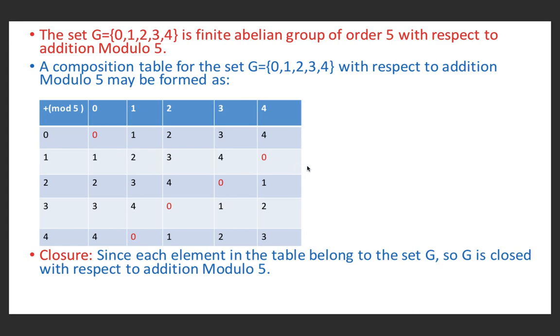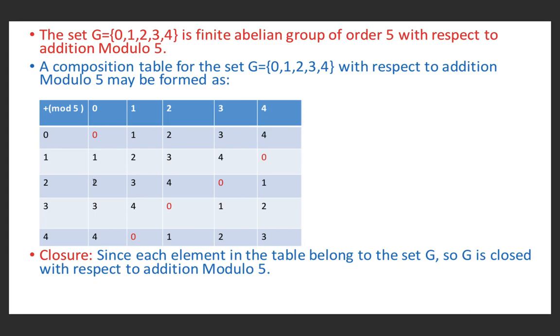To write the elements of the second row, we will add 1 to each element in the top border row and then divide the resulting number by 5 and write the remainder in the second row. So 1 plus 0 is 1. When we divide 1 by 5, the remainder will be 1. 1 plus 1 equal to 2, the remainder will be 2. 1 plus 2 is 3, the remainder will be 3. 1 plus 3 is 4, the remainder will be 4. 1 plus 4 is 5. When we divide 5 by 5, the remainder will be 0.